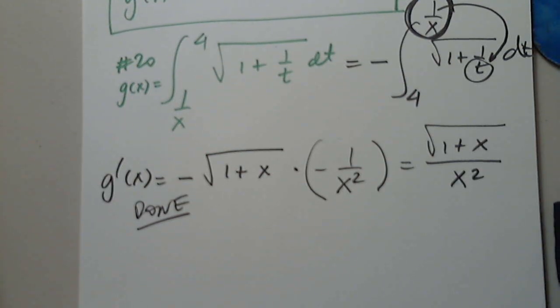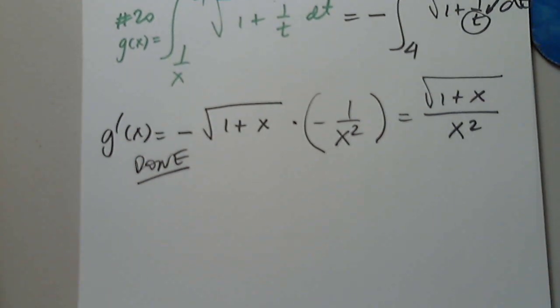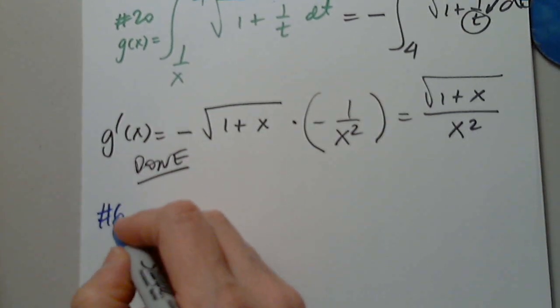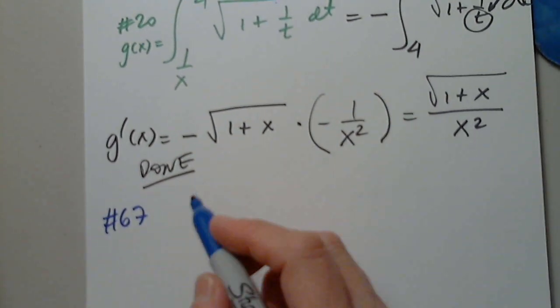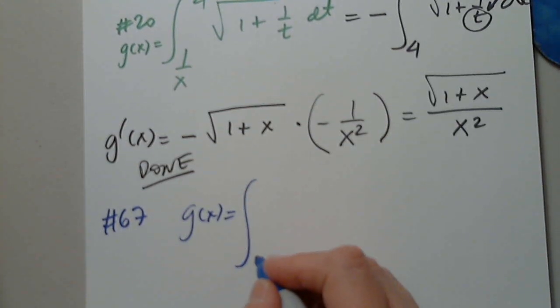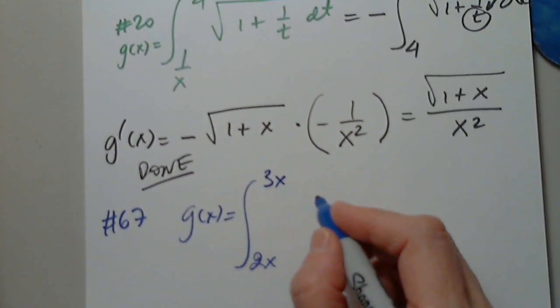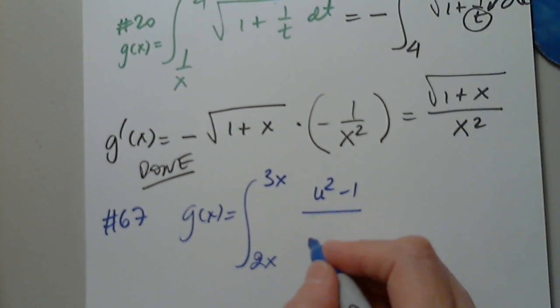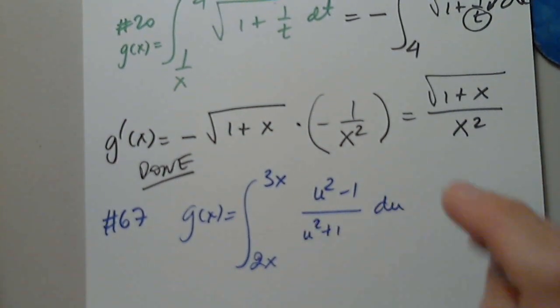Find the derivative of the function. This is still part 1. So, allow me to choose the first one. I will choose 67, and then you choose the next. Okay. In 67, we have a function, g of x, which is the integral from 2x to 3x of (u squared minus 1) over (u squared plus 1) du.